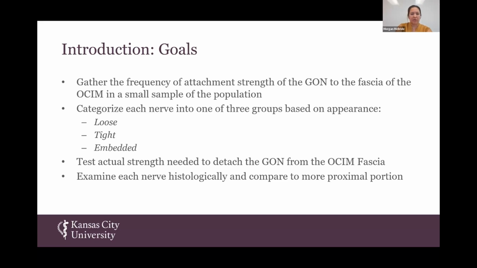So my goals are similar to theirs, except I wanted to gather a little bit more information about the interaction between this nerve and muscle.